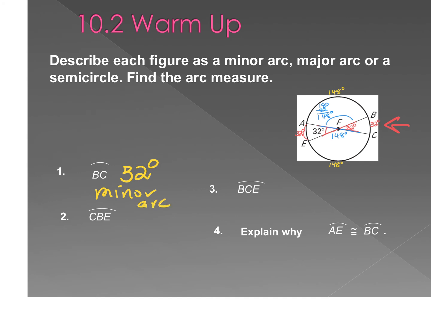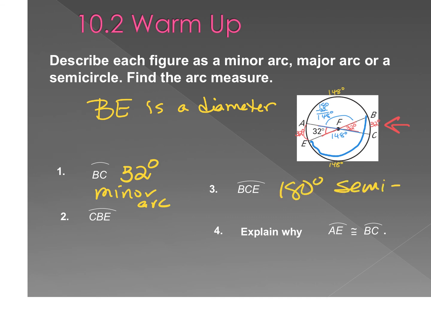Then BCE, and again, you've got to go in order. So from B to C to E. On the quiz tomorrow, it will tell you at the beginning that BE is a diameter. They will tell you where the diameter is located, and whenever you see your arc is at the endpoints of that diameter, then that's a clue. I went out of order. I did BCE first. This one's 180, and it's a semicircle arc.